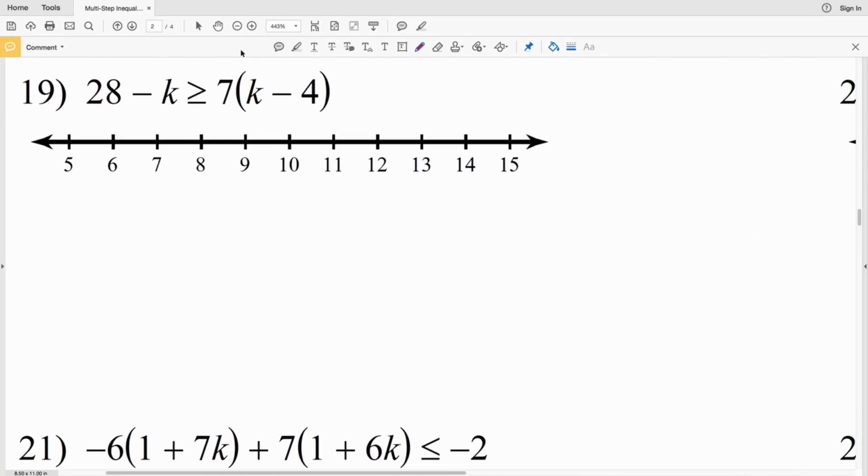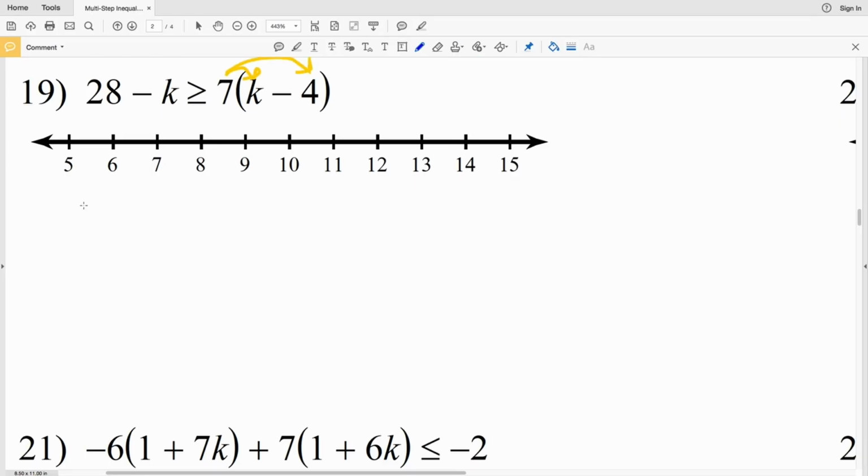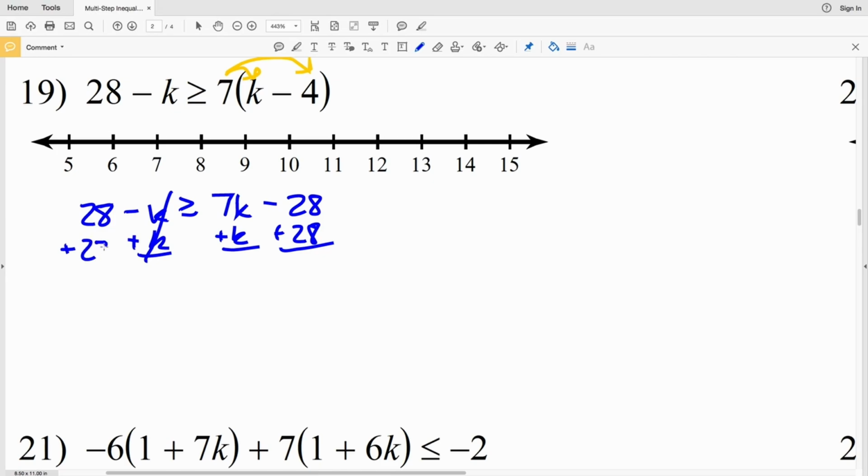Number 19, 28 minus k is greater than or equal to 7 times k minus 4. 7 goes into 28 evenly, but it doesn't go into negative 1k evenly, so I'm going to distribute that 7. I'll have 28 minus k is greater than or equal to 7k minus 28. I'll add a k to both sides, and I'll add a 28 to both sides, so that the k's will cancel out and the 28's on the right-hand side will cancel out.